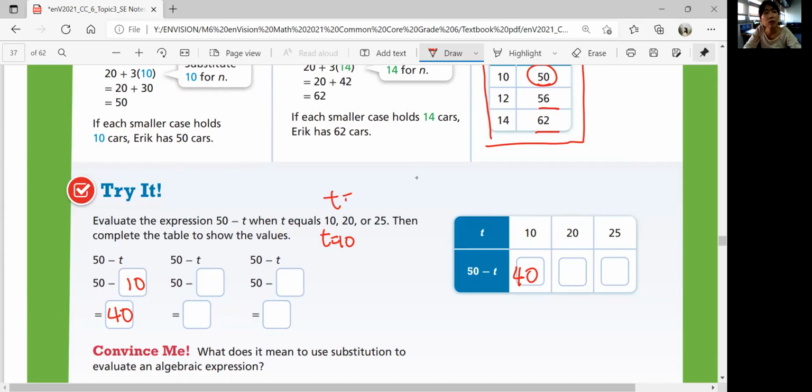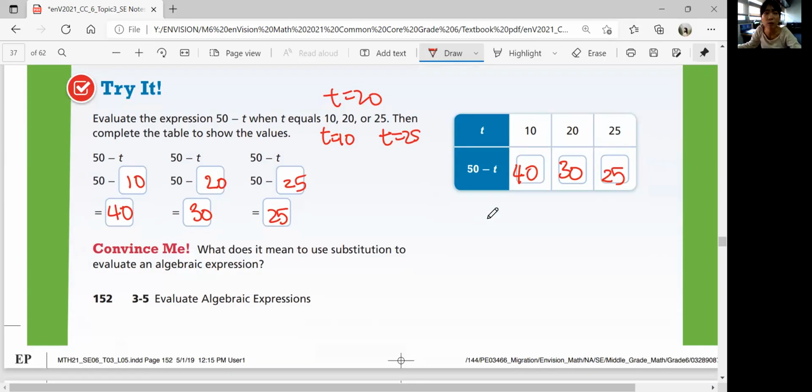If t is equal to 20, you substitute 20 and you subtract 20 from 50, and that's 30. What about 25? Same thing. You subtract 25, you got 25 left. And putting those values in the table, you can complete the table.